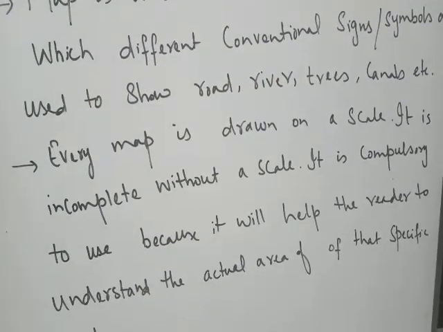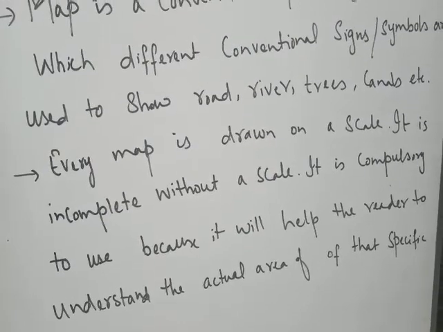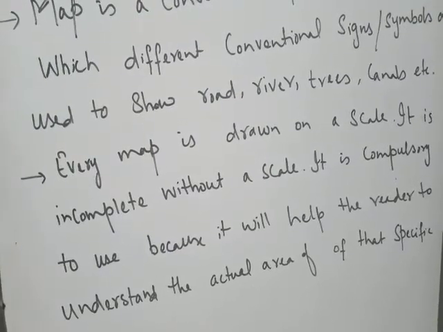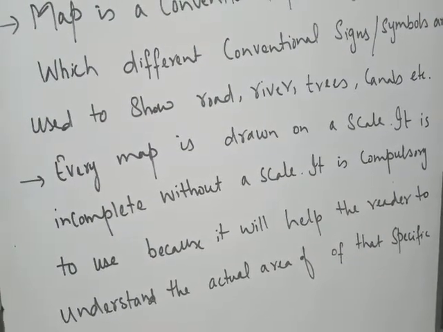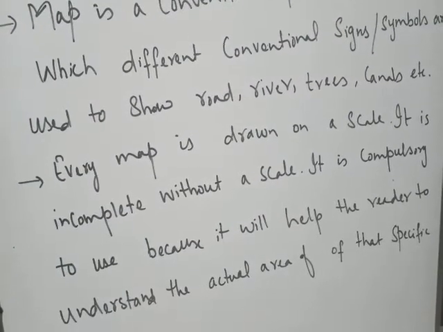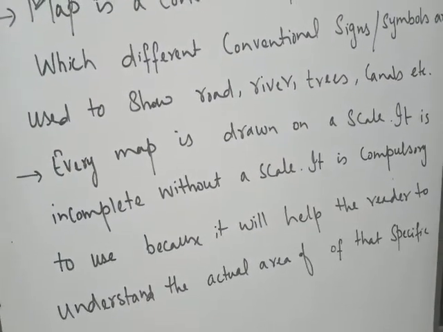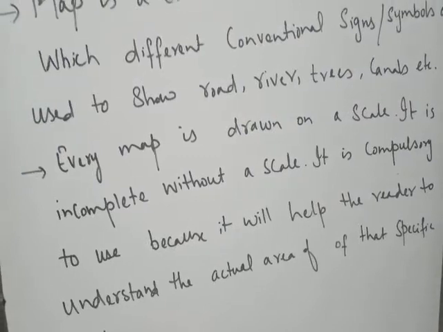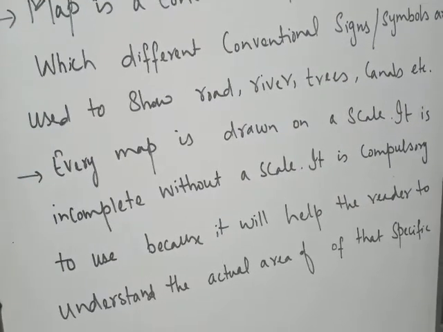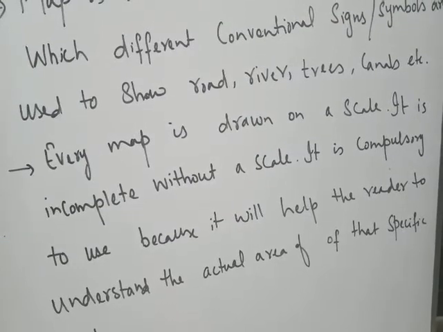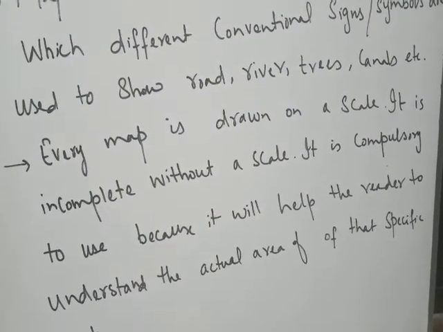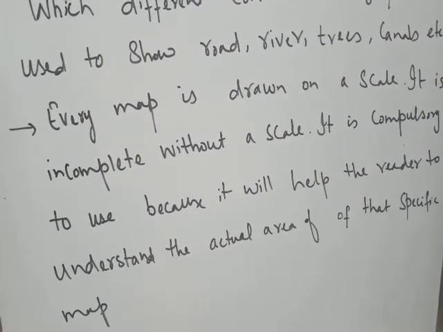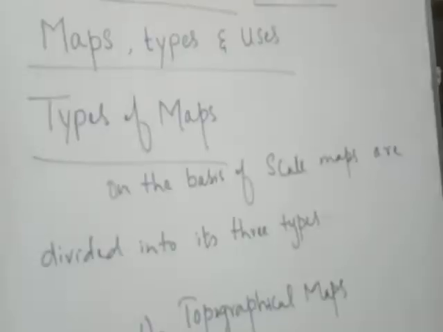So every map, and another property of the map, is that it is drawn on a scale. Okay, because on the surface of the earth the area is very large, you need to select a scale. Yesterday in lecture 2, practical 2, we did this: we need to select a scale. For example, 1 kilometer on the surface of the earth was represented by 2 centimeters on a flat piece of paper. That means to show 1 kilometer of area on the ground we chose a 2 centimeter line. So similarly here also we will have to select a scale, and according to that scale we will be showing the actual area of the earth.